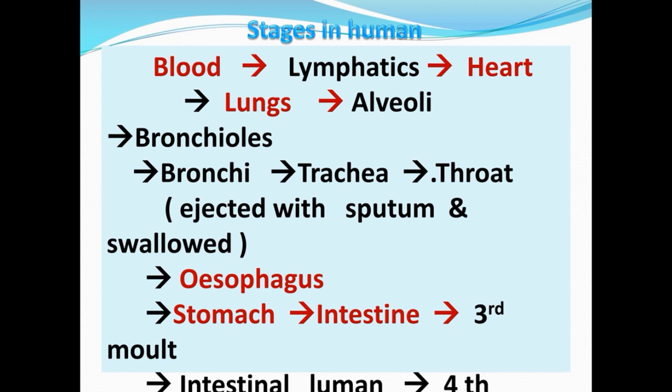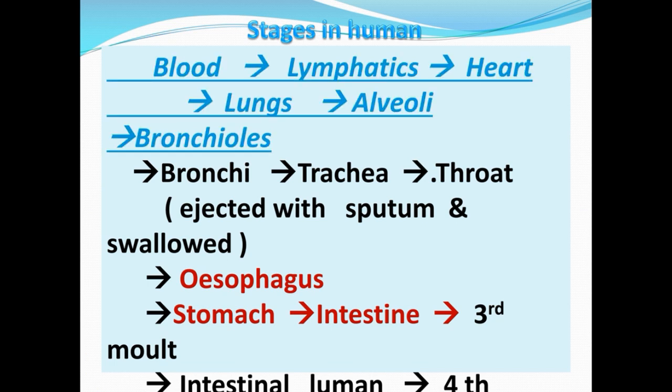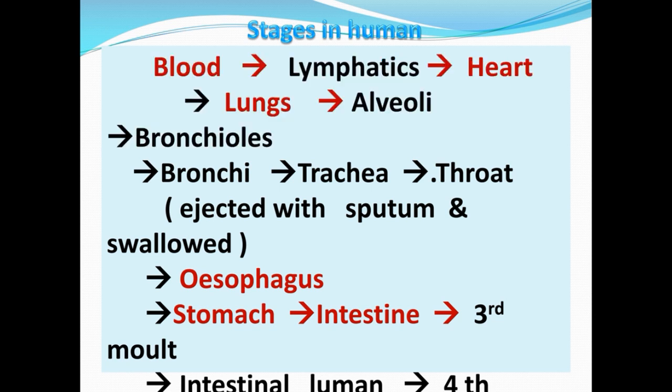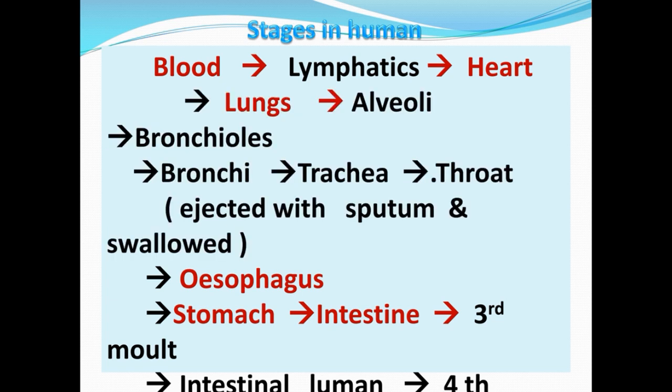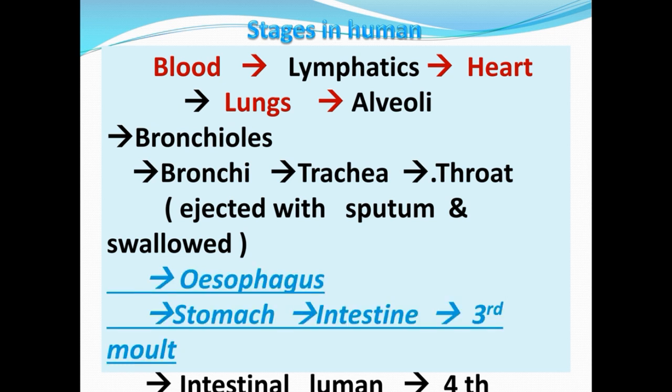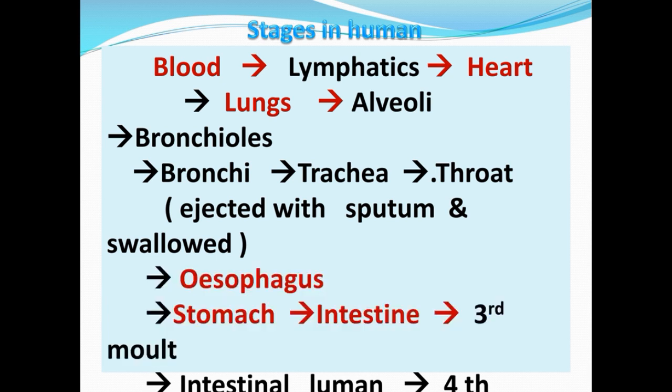and from the blood into the lymphatics, and from the lymphatics into the heart, then into the lungs and alveoli, and then from the alveoli into the bronchioles, then to the bronchi, trachea, and into the throat. Then it is ejected with the sputum and swallowed and enters the esophagus, stomach and intestine, where the next molting takes place, and in the intestinal lumen the fourth molt takes place.